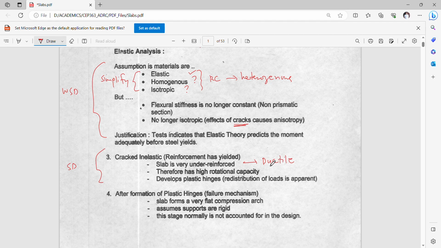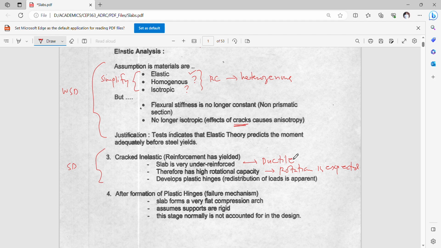ductile element. So therefore, it has high rotational capacity. So large deformation or rotation is expected. But since it can redistribute moments, then the ductility is good, no? So it will not collapse very suddenly. It will not be approaching the onset of failure.